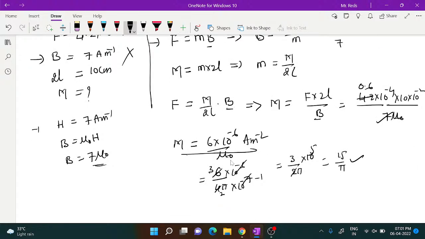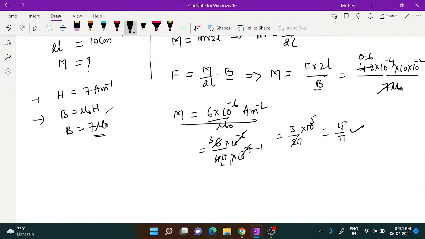So here the terminology you have to be very careful. This magnetic intensity is supposed to be not this one. It is supposed to be H. H is given means B should be equal to mu naught H. Then you have to take it as 7 mu naught. Then you will get this one. So according to this, we have to say then M is equal to 15 by pi. Then obviously the unit should be ampere per meter square only.